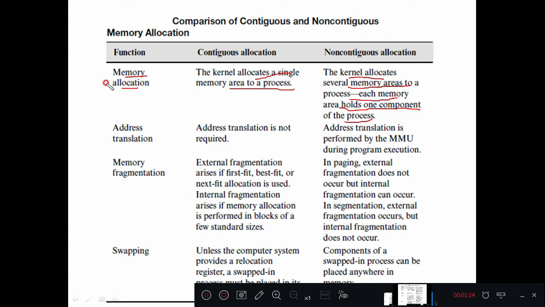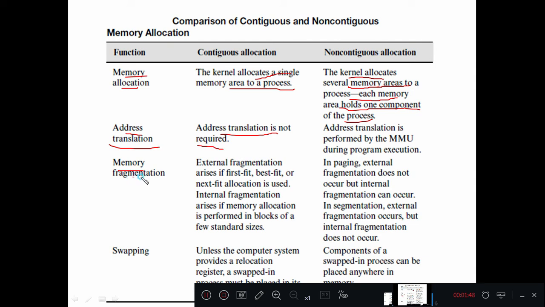Right? Next, address translation. Address translation is not required in case of contiguous memory allocation, because contiguous memory addresses are allocated to a particular process, right? But address translation is required in case of non-contiguous, because the address space is not contiguous, and the logical address needs to be converted into a physical address, right?